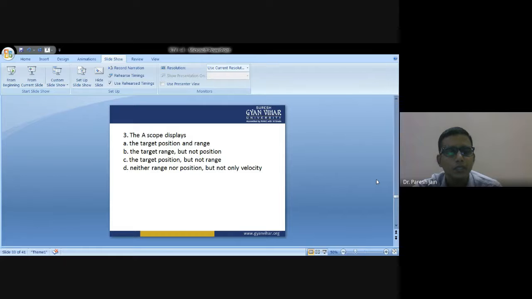Next, third question, the A scope display. Option A, the target position and the range. B, the target range but not position. C, the target position but not range. D, neither range nor position but only velocity.